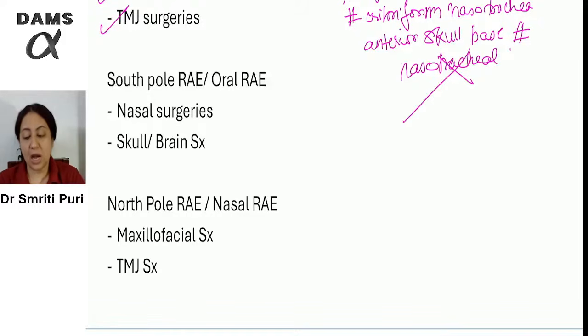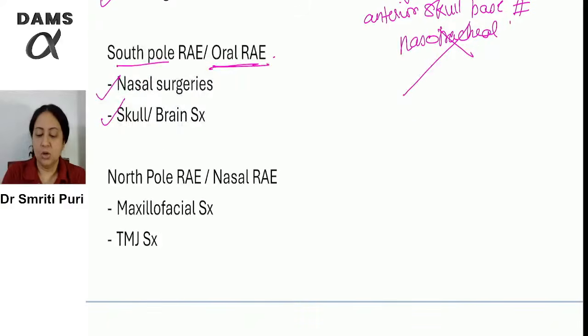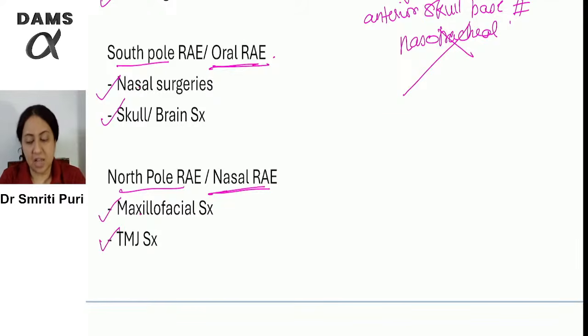Now, South Pole RAE and oral RAE, I will be taking up again in the revision series along with all the visuals of these intubation methods. All right. So we will again revise this right now. Just quickly, important theoretical points. South Pole RAE or oral RAE is used in case of nasal surgeries or skull or brain surgeries. North Pole RAE or nasal RAE is used in maxillofacial surgeries and TMJ surgeries.